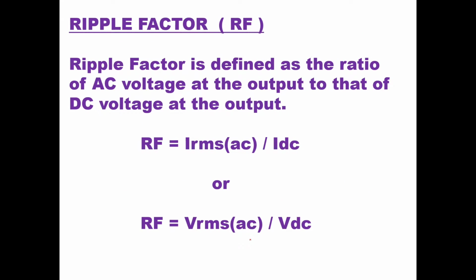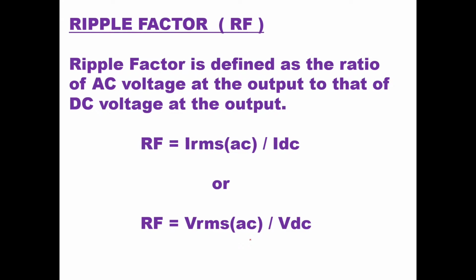Now the definition of ripple factor. Ripple is the AC content in the output of the rectifier. The output of a rectifier should be DC, but that DC will consist of some AC component, which is called ripple. Ripple factor is defined as the ratio of AC voltage at the output to the DC voltage at the output. You can define it in terms of current also.